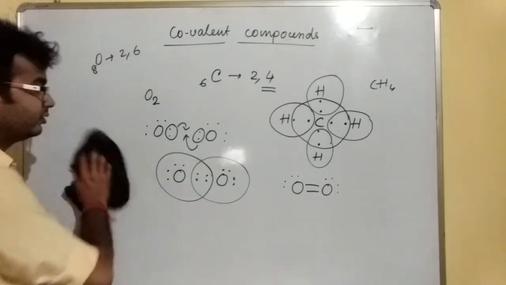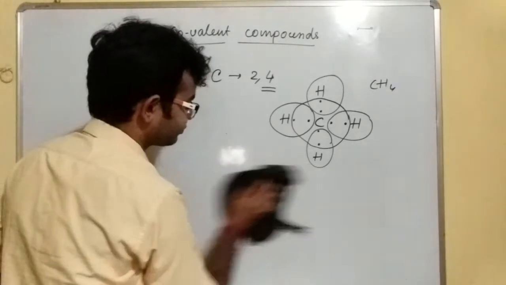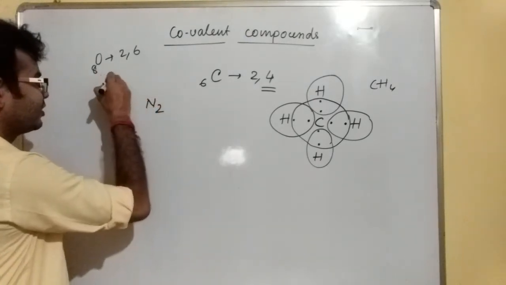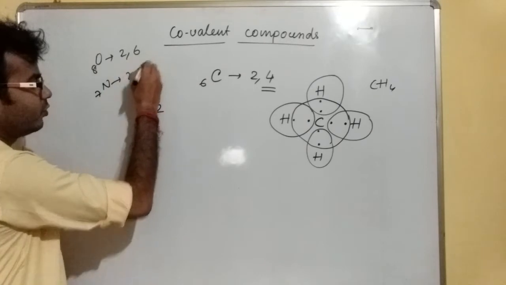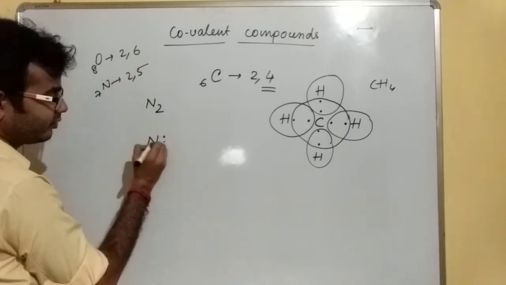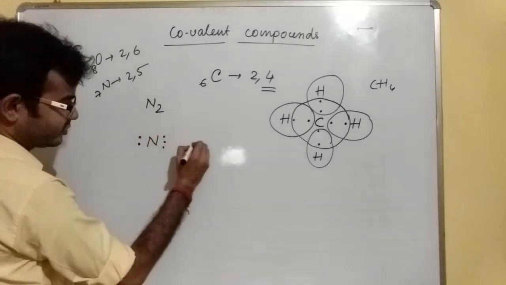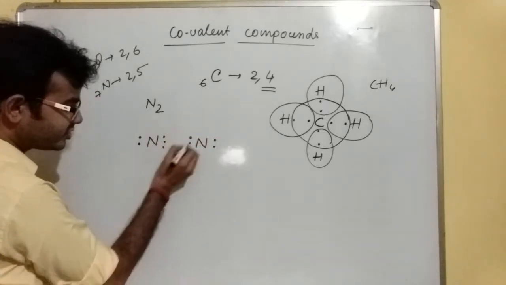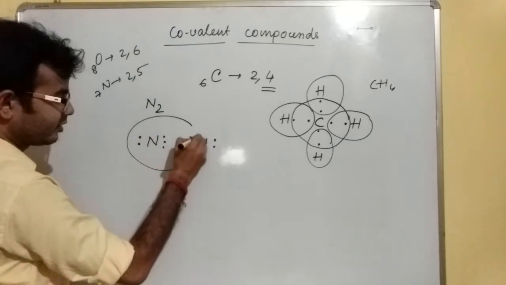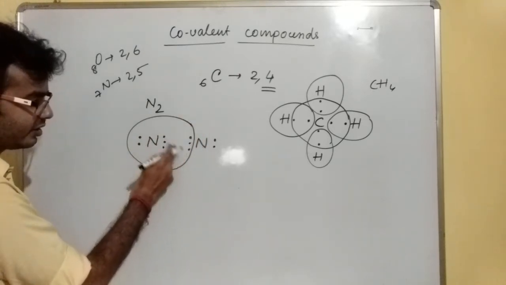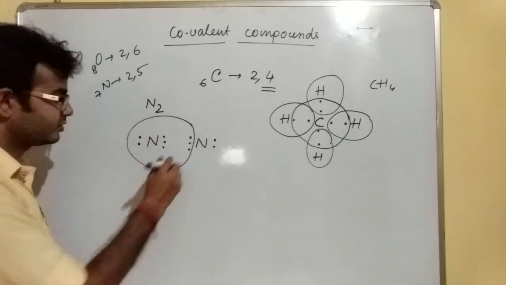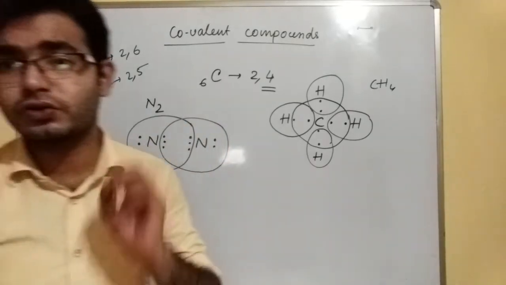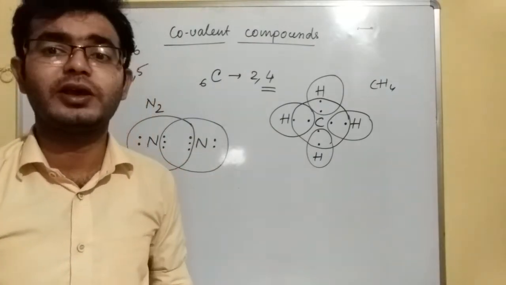Right? If we take the example of N2, N atomic number is 7, electronic configuration 2,5. So one nitrogen atom contains 5 valence electrons. Now they will share 3 electrons. So what will happen? Now this nitrogen will contain 8 valence electrons, and this nitrogen also contains 8 valence electrons. As we know, according to the octet rule, all the atoms try to keep 8 electrons in their valence shell.